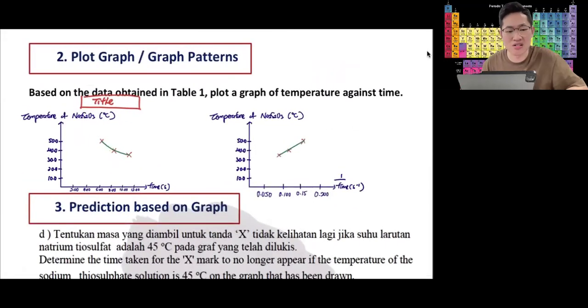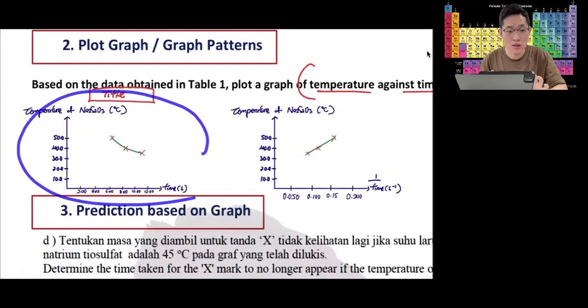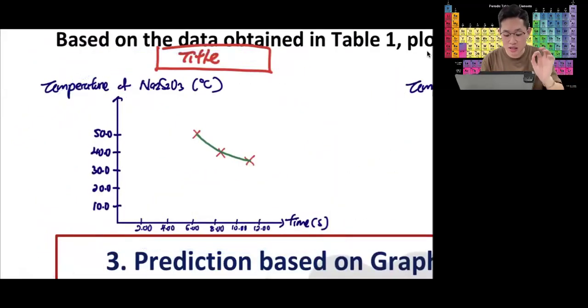They might want you to plot a graph, and here are different graph patterns. If the question wants me to plot a graph of temperature against time, remember, doing Amali, don't panic. Just read the question carefully, and then you just follow whatever they want. Assume that this is the data I got. I just plot the data on the graph paper, and then I join the points together. For temperature against time, you're supposed to get a curve.